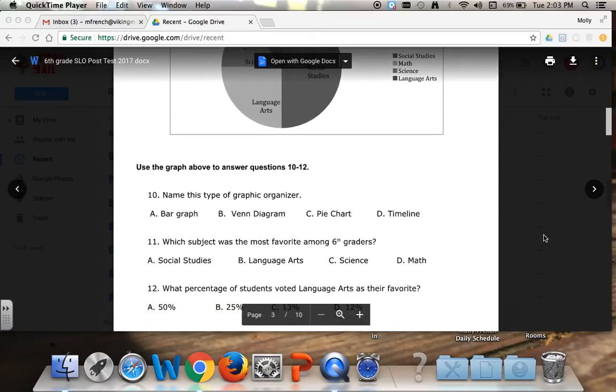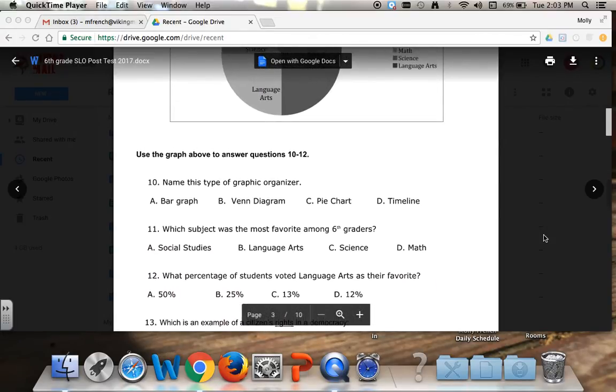Use the graph above to answer questions 10 through 12. Number 10. Name this type of graphic organizer. A. Bar graph. B. Venn diagram. C. A pie chart. Or D. A timeline.